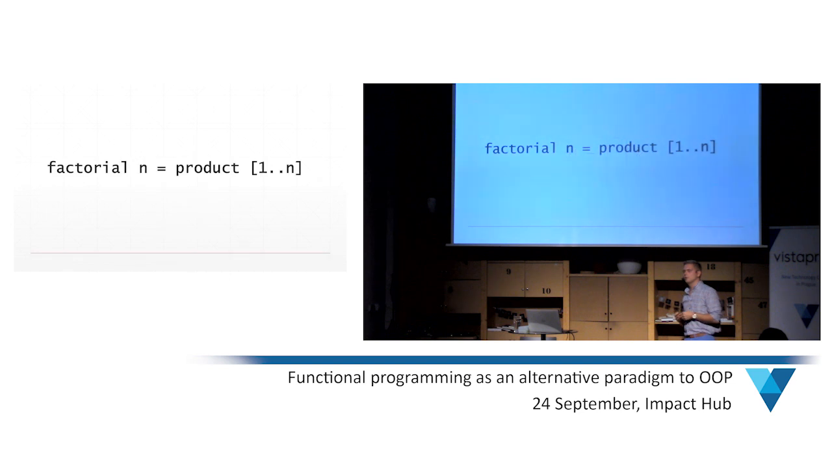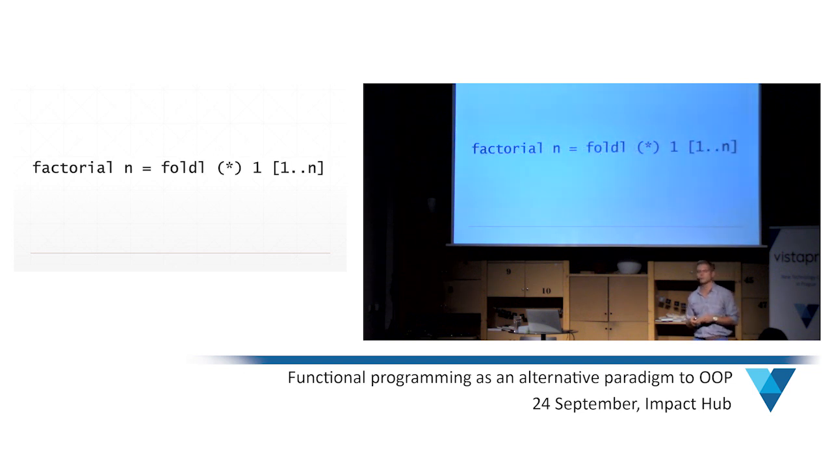That's how it would look like in Haskell. And product is a real function built into Haskell. That's it. You don't need anything else. You pass n, we create a list from 1 to n, and we take the product of all those elements together. This is another way of implementing factorial.